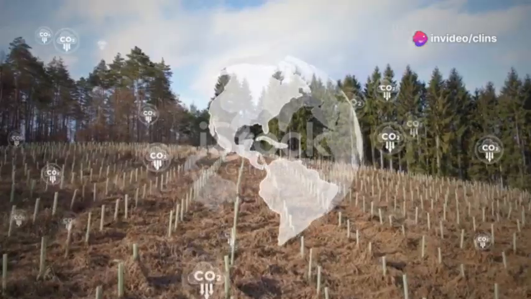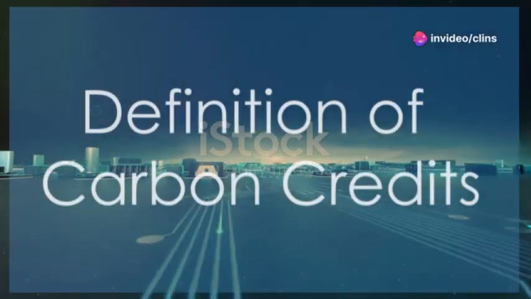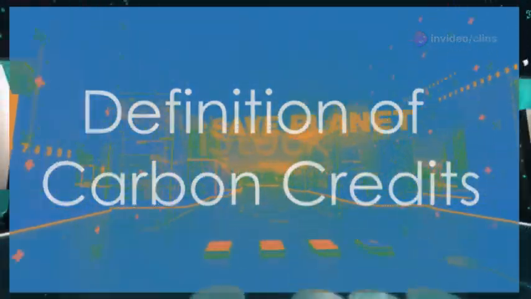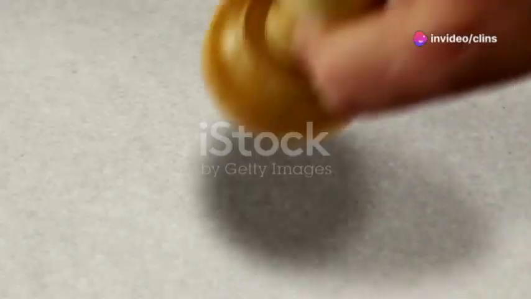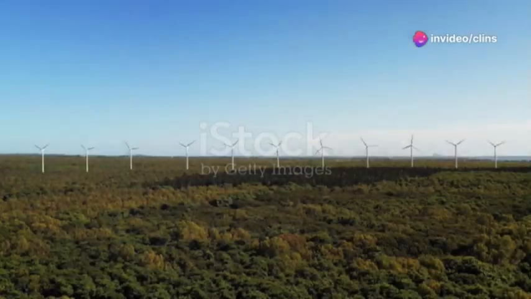Now let's talk about carbon credits. So what exactly are carbon credits? Well, carbon credits are permits that allow the holder to emit a certain amount of CO2 or other greenhouse gases. Typically, one carbon credit equals 1 ton of CO2 equivalent.